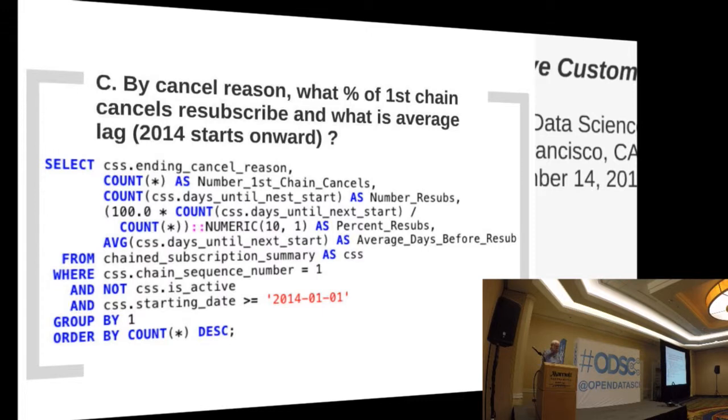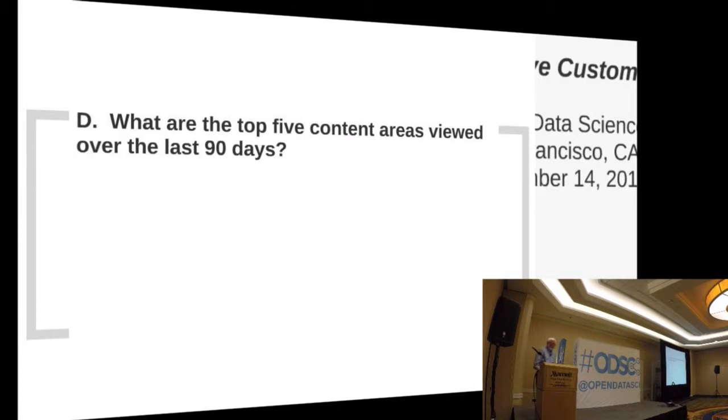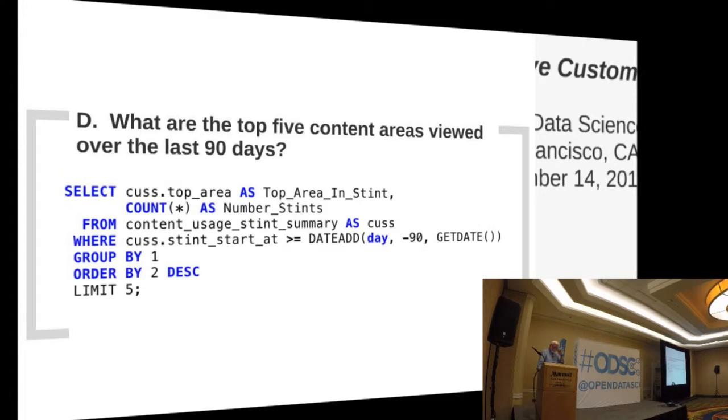Questions? One last example. What are the top 5 content areas viewed over the last 90 days? So this is down at the bottom level of abstraction, and pretty straightforward. The only tricky bit is the where clause is looking at starts that content uses and starts within the last 90 days. And we're just grouping by the top area of usage and then just counting that out.